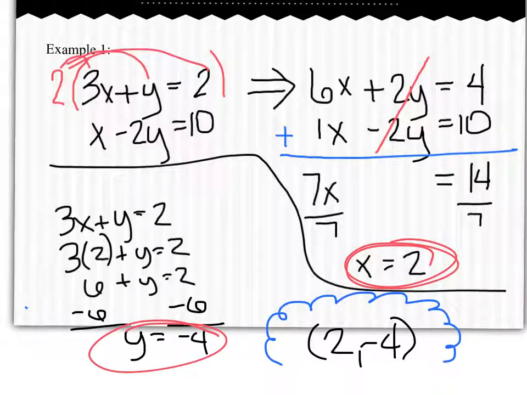If I take (2, -4) and plug it back in to check, I would have 2 minus 2 times -4 in my second equation. Well, -2 times -4 is 8, so 2 plus 8 would be 10. That's a true statement. This ordered pair works in both equations.